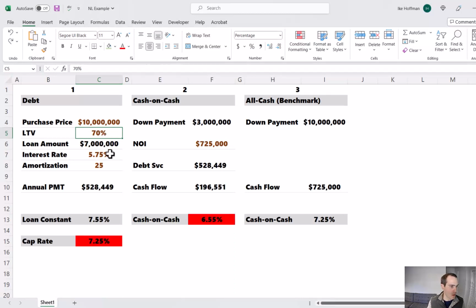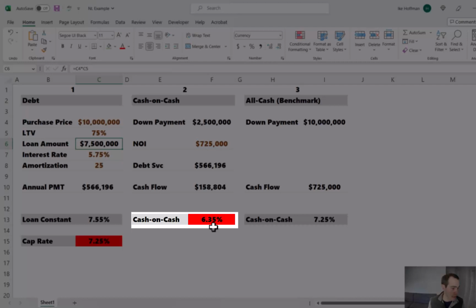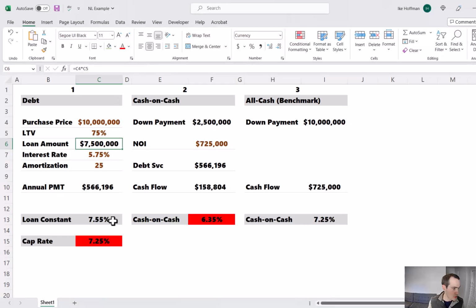Another interesting thing to note is whenever you're in negative leverage territory, adding more leverage will always make your cash on cash return worse. So if we have LTV in the model now and we increase leverage to 75%, the cash on cash return drops to 6.35% when before it was 6.55%. Note, the loan constant didn't change at all. It's just that now debt service is higher with the larger loan, therefore cash flow is less, and the cash on cash return drops even further below the all cash yield of 7.25%.